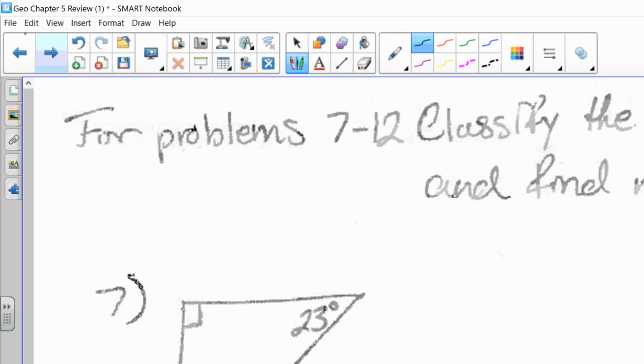For naming the angles, we have right, obtuse, acute, and equiangular. For naming the sides, we have scalene, isosceles, and equilateral.